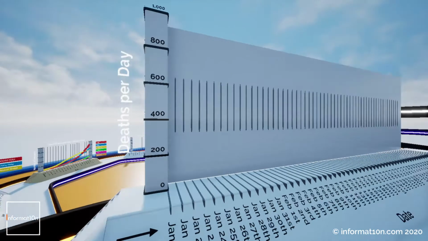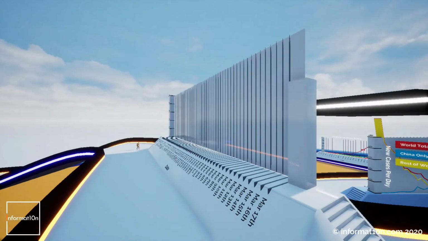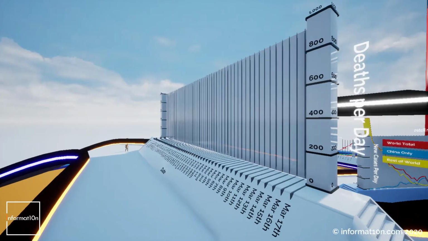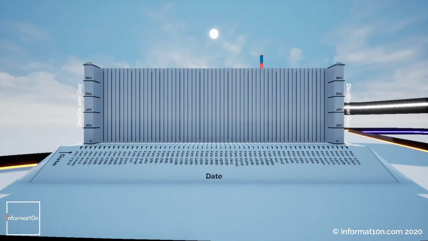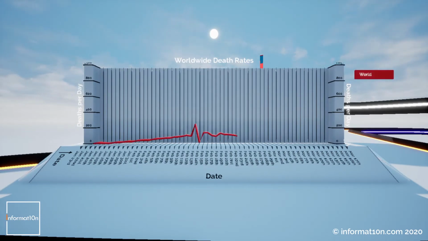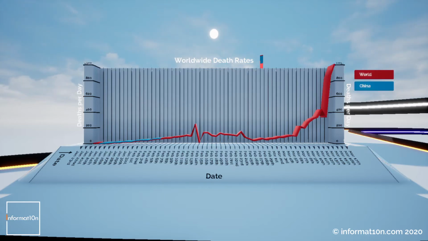Whereas this chart's going to look at the number of deaths per day. And you can see there on the vertical axis, you've got the deaths per day going from 0 at the bottom to 1,000 at the top. First of all, the red line is the total number of deaths per day worldwide. The second line, the blue line, is China, so the total number of deaths in China each day.